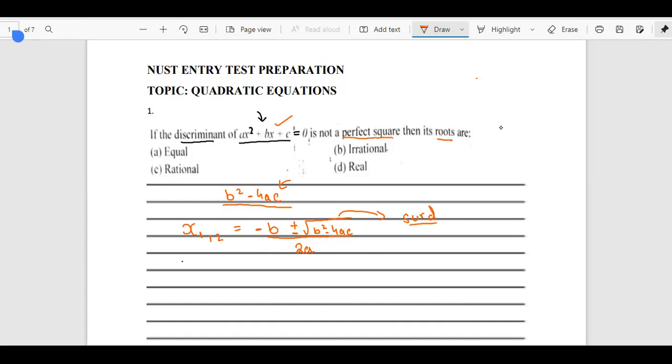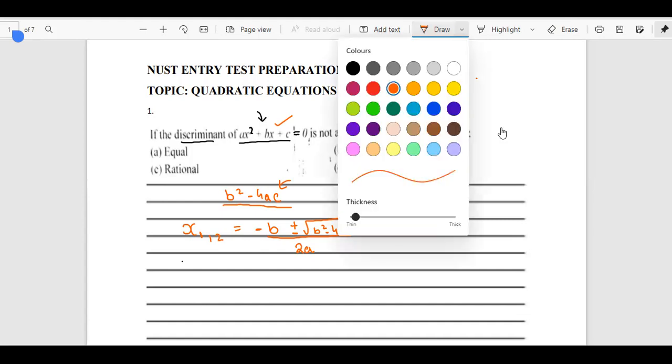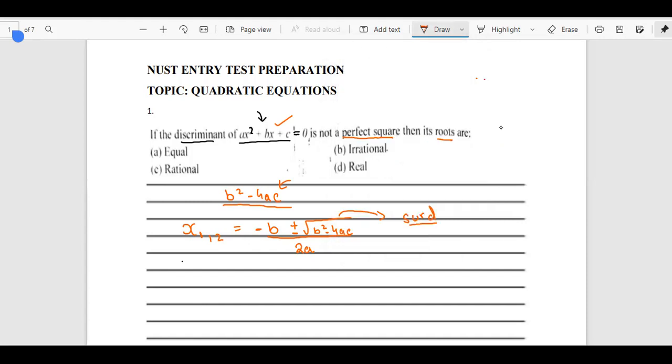Let's read the question again and then talk about the answer. If the discriminant of this quadratic equation is not a perfect square, then its roots are. I've told you that if the discriminant is not a perfect square, then this x1, x2 would be this, and this thing right here, which I'm rewriting with red pen, is a surd. Let's talk about the definition of irrational numbers now.